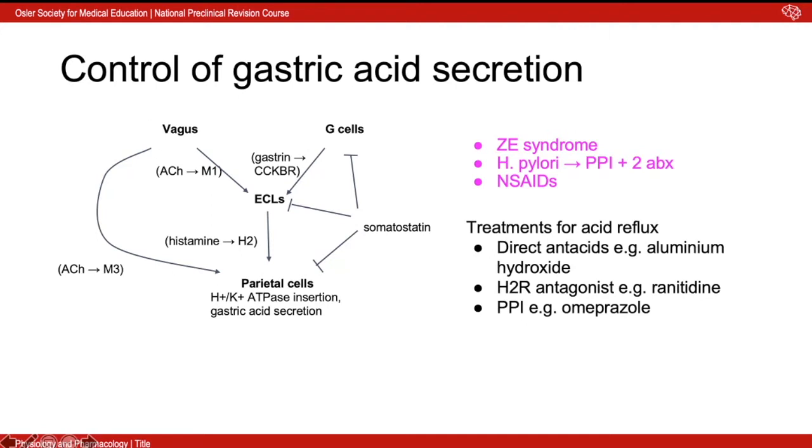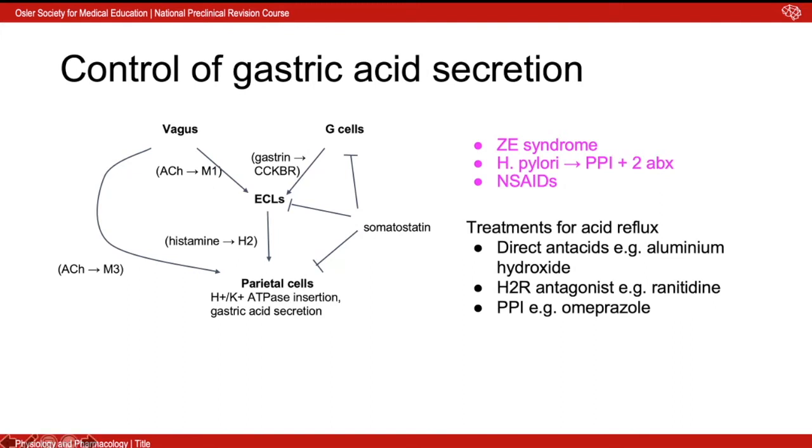So if we want to control gastric acid secretion, we can either act on the ECLs or on the parietal cells. The ECLs can be controlled by gastrin, which is produced by G cells in the stomach. And gastrin acts on the CCK-B receptor, or the cholecystokinin B receptor on ECLs, and that stimulates the release of histamine. You also have a stimulatory effect from the vagus nerve, and the vagus nerve is part of the parasympathetic nervous system, so it uses acetylcholine. And acetylcholine released from the vagus nerve binds to M1 receptors on the ECLs, and that also stimulates histamine release.